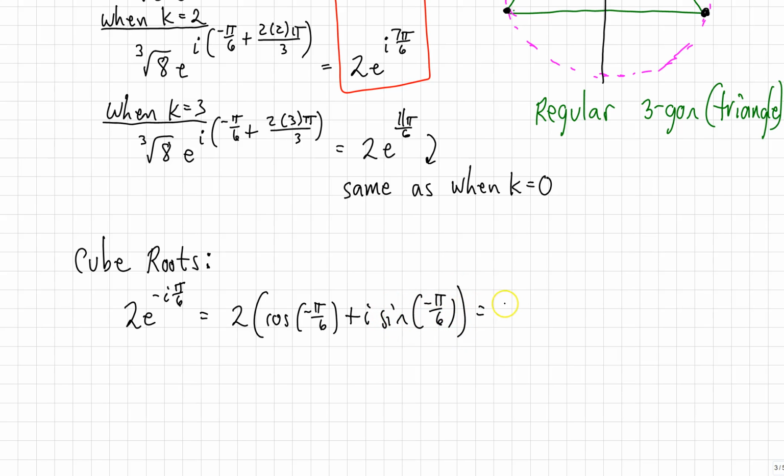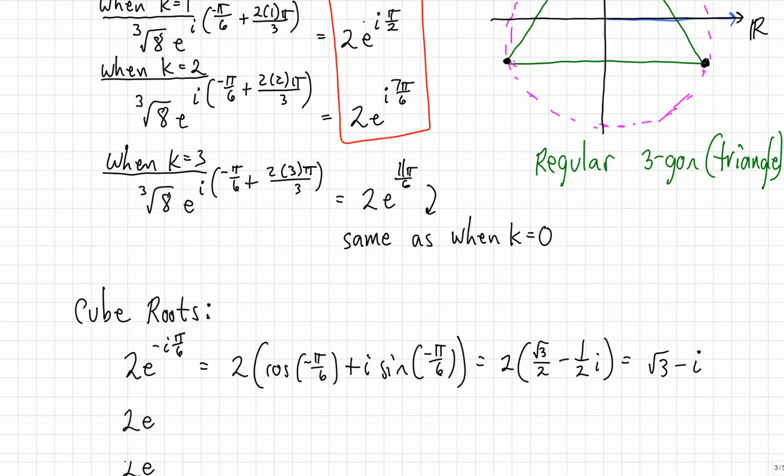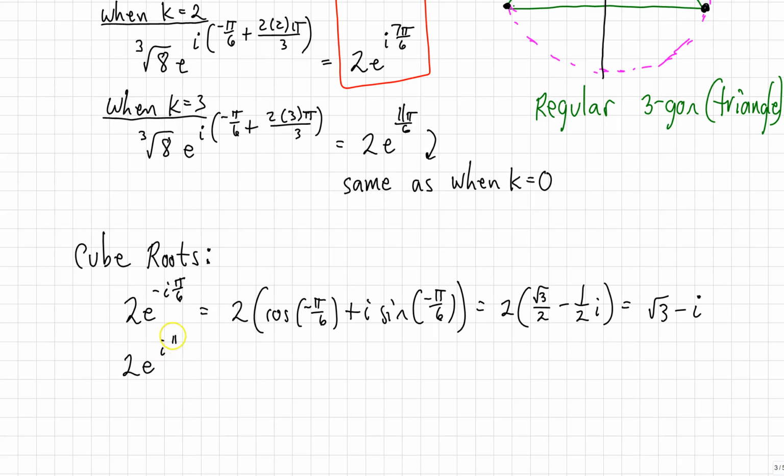We gotta go to polar form first. So that'd be 2 times, let's see, -pi over 6 be √3 over 2 minus 1/2 i. So we'd get square root of 3 minus i. And then 2e, the second one we got was i pi over 2. So it'd be 2 cosine pi over 2 plus i sine pi over 2, which would be 2 times 0 plus i, which would be 2i.